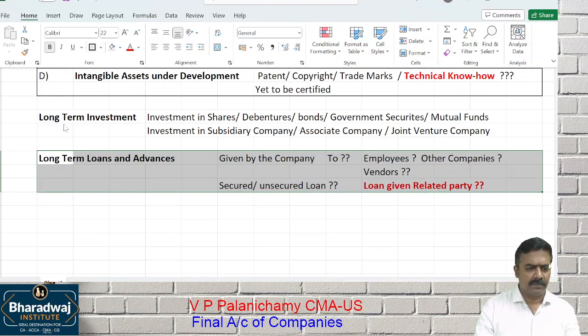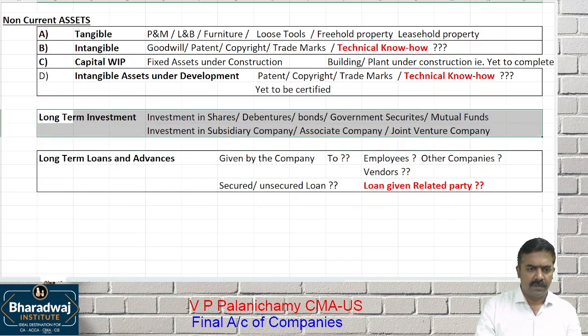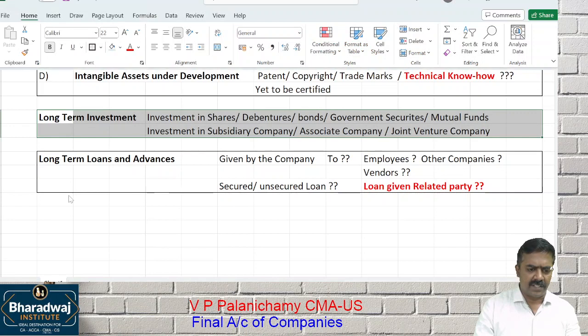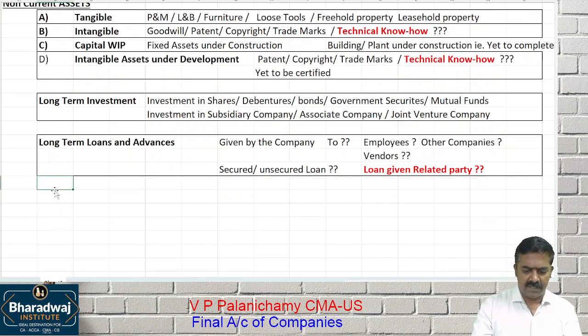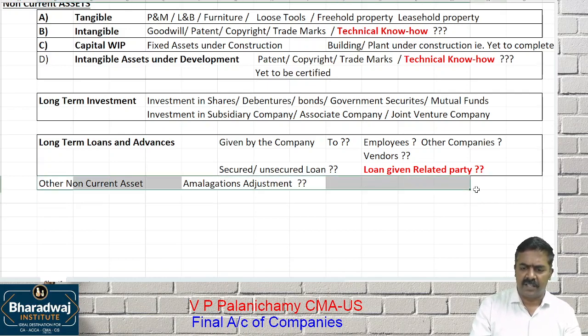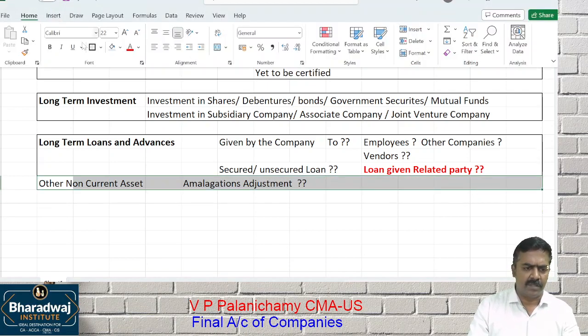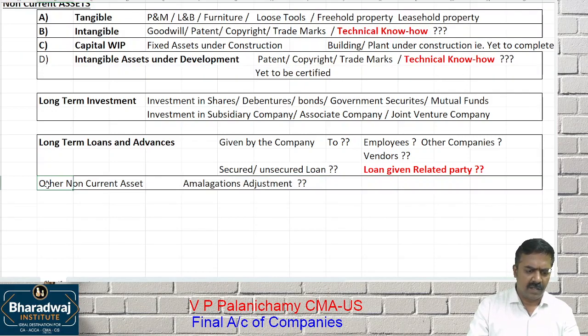What is the next one? Deferred tax assets. As I told you, we'll have a separate accounting standard. When to create deferred tax liability or asset, we'll discuss it later. What is the next one? Others. Other non-current assets will include amalgamation adjustments. How to create amalgamation adjustment and when it is created, we'll do while learning the chapter called amalgamation. Other non-current assets.